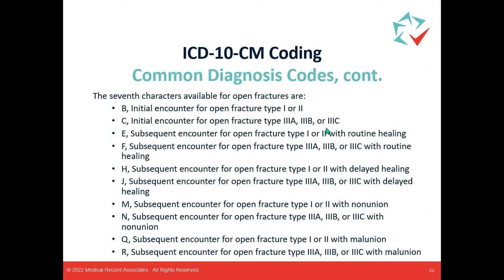And here are the 7th character placeholders for open fractures where the open fracture classification is indicated. So B would be your initial encounter for an open fracture type 1 or 2. C, your initial encounter for an open fracture type 3A, 3B, or 3C, etc. I'll let you read the rest of that slide on your own.